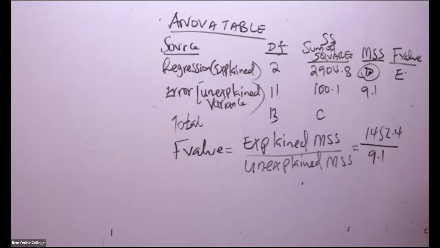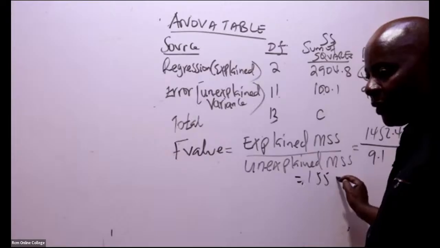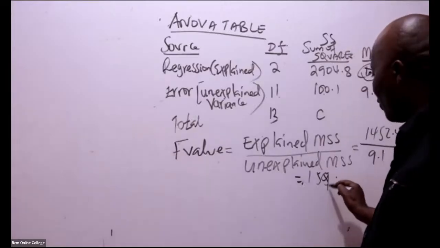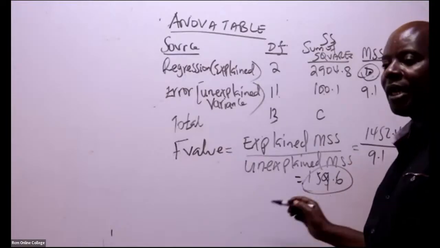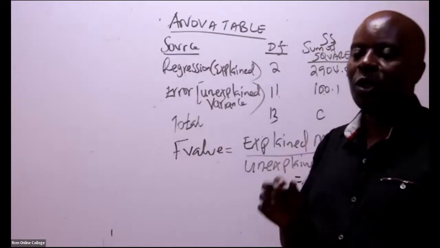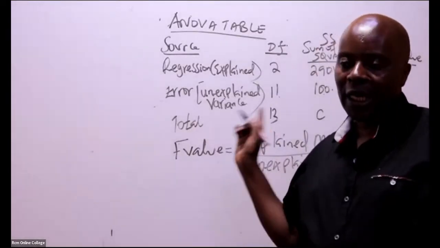So we get this F ratio, 159, which is really, really high. Very good. The higher it is, the better the predictor. But I would want to take these few minutes to explain what this stands for really.